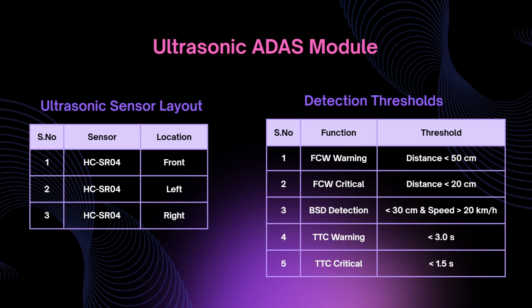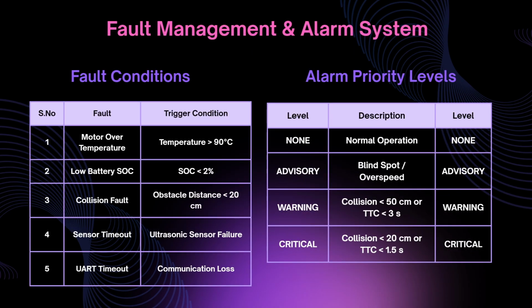Now that the system can detect unsafe situations, the next step is to manage these conditions using the fault management system. So the controller continuously monitors the important operating parameters throughout the vehicle operation. The first fault condition is the motor over temperature. This occurs when the temperature of the motor rises more than 90 degrees Celsius. Next, we have low battery state of charge, when the battery percentage decreases to less than 2%. Next, we have collision fault, where the obstacle distance is less than 20 centimeter.